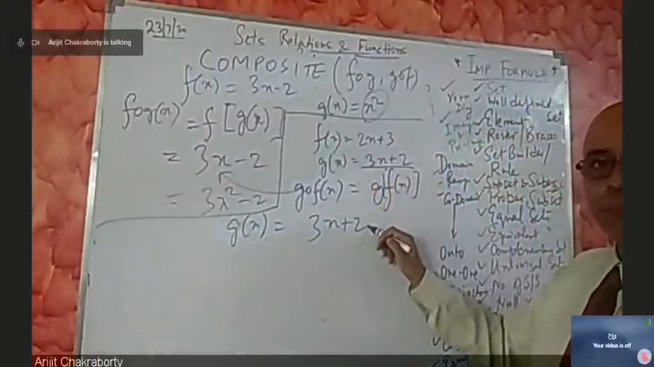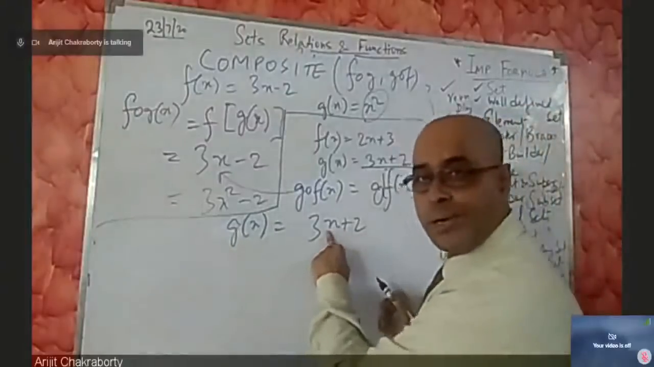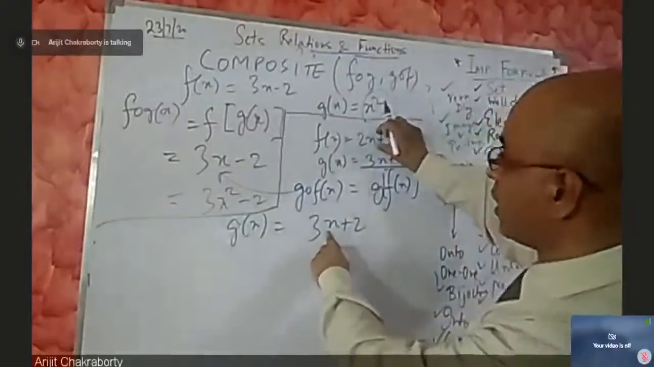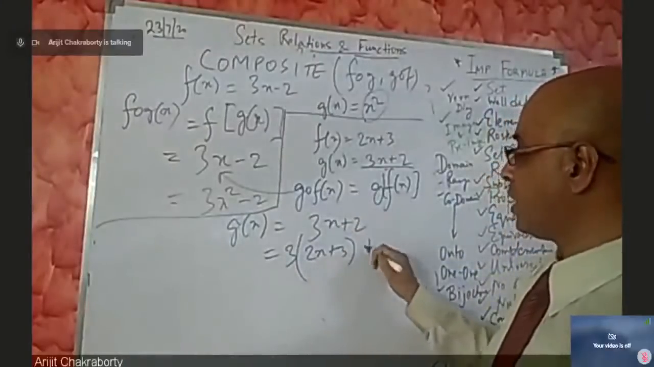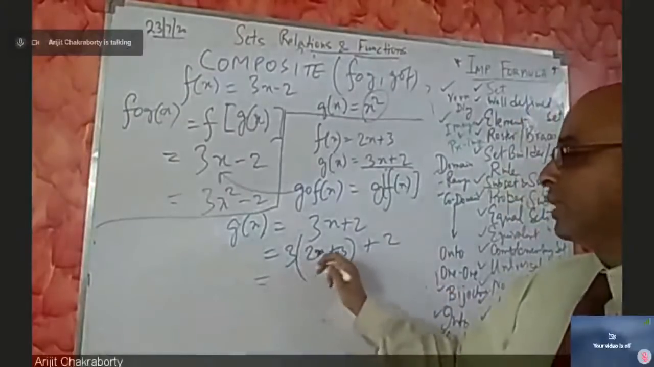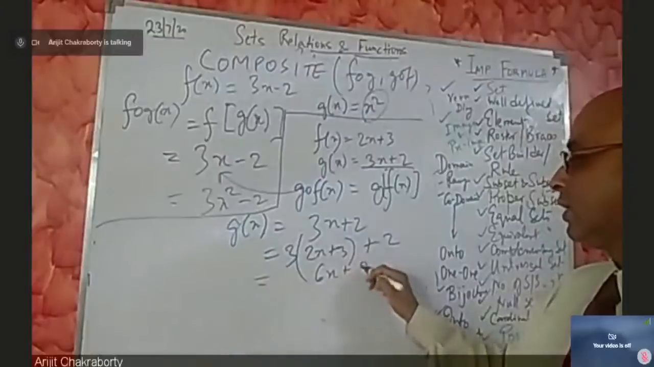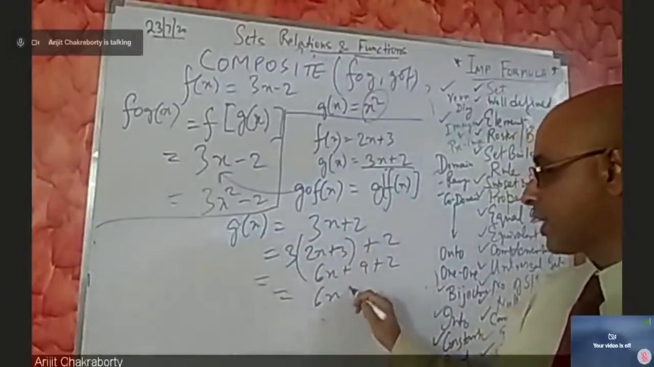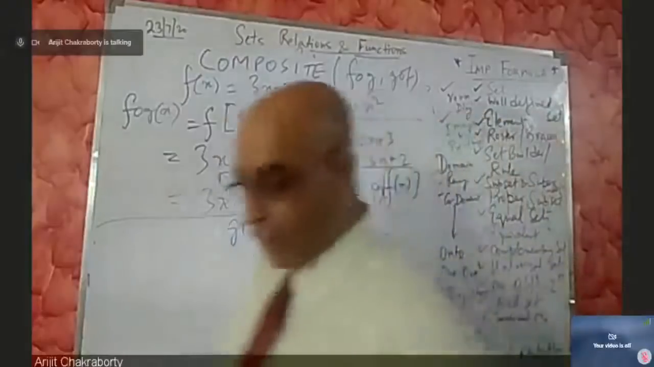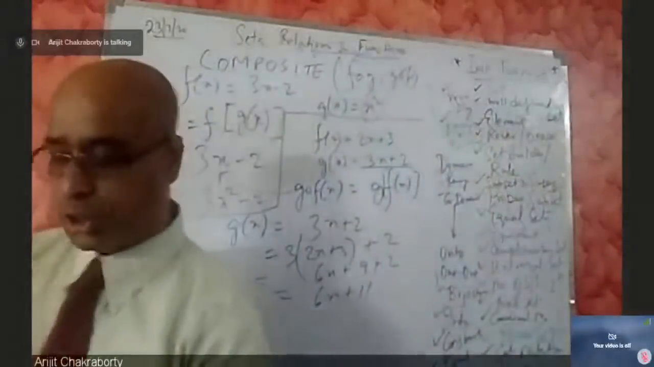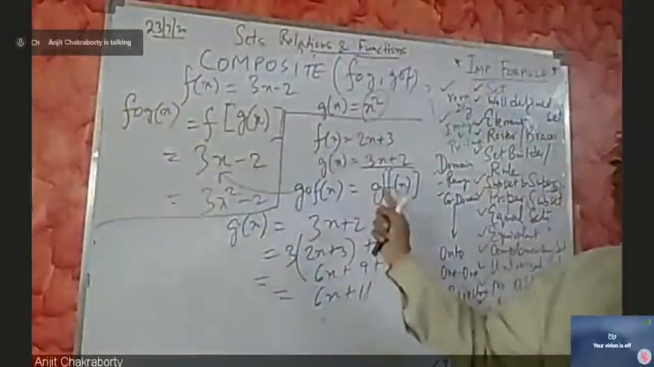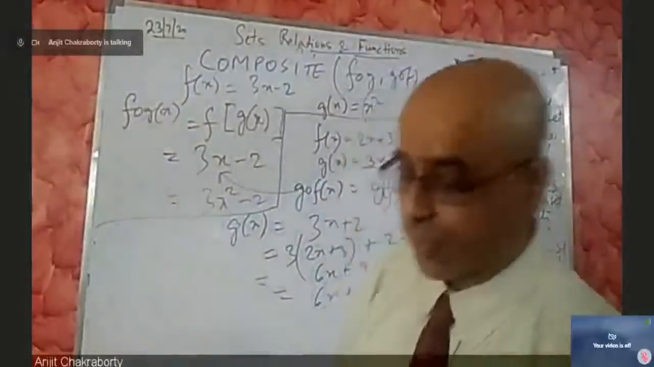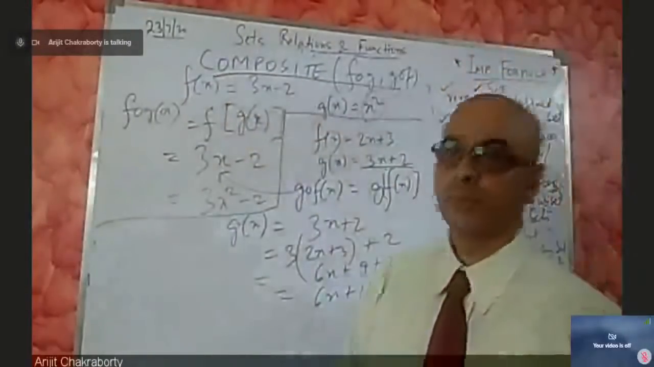So instead of x here, I will take 2x plus 3 and put it here. So it will become 3 into (2x plus 3) plus 2. That gives me 3 twos are 6x plus 9 plus 2, that is, it gives me 6x plus 11. This is what is called g o f and f o g, function of g x and g of f x. It is called composite function because we are trying to find out the composite function.